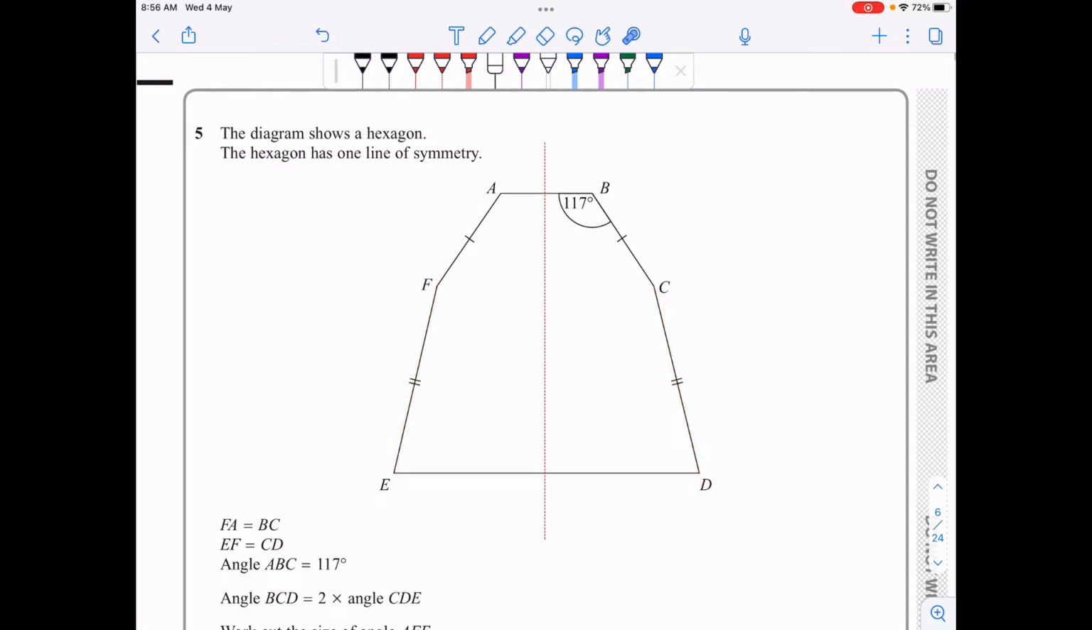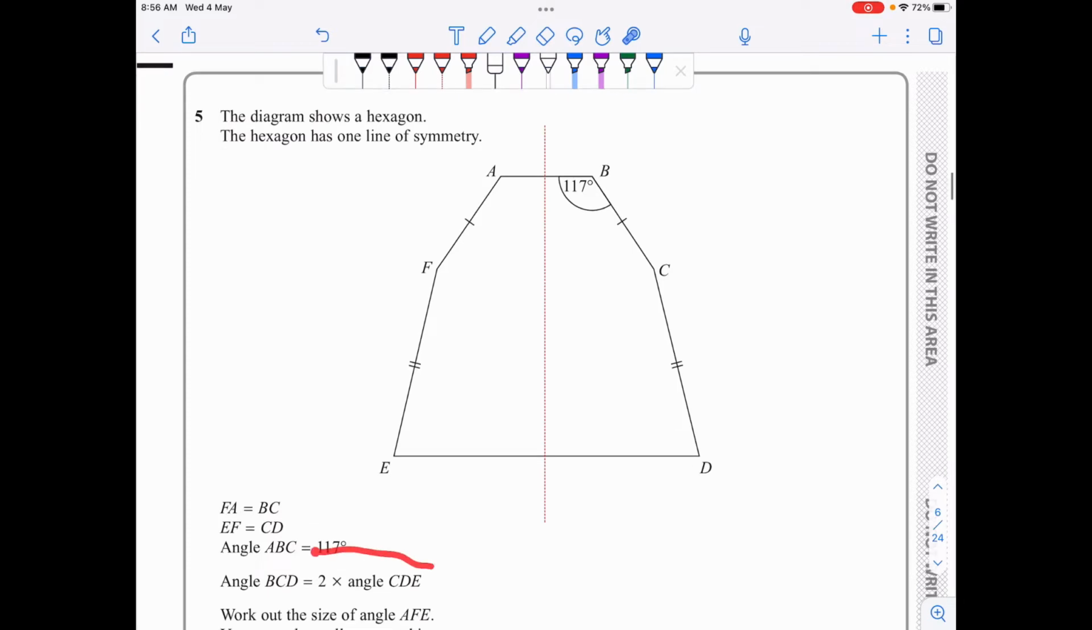And angle ABC is 117. Angle BCD is twice angle CDE. And we're being asked to find AFE. I will start by calling the angle here X. And they must be the same because of the line of symmetry. It also means that the angle FAB here should be 117 as well because of symmetry.